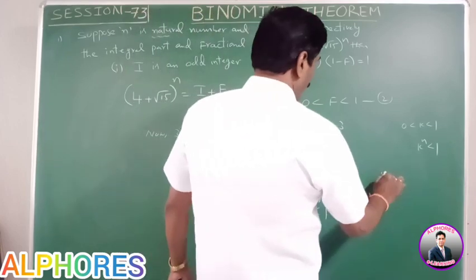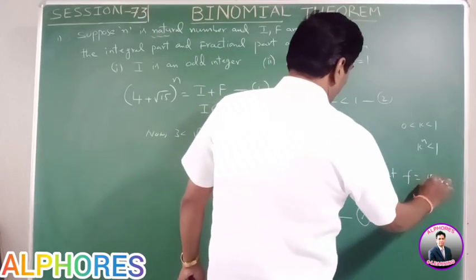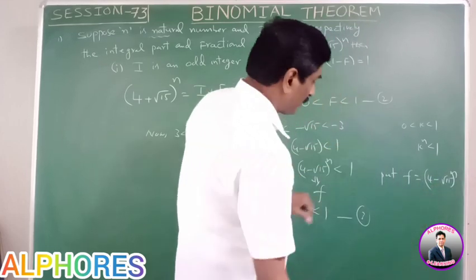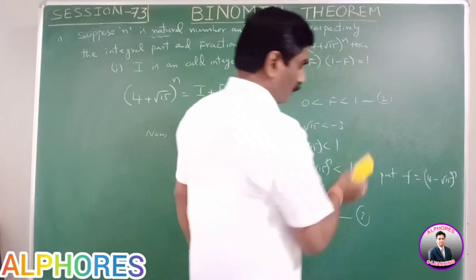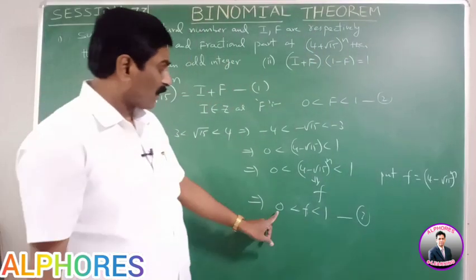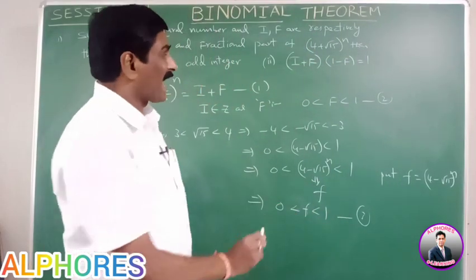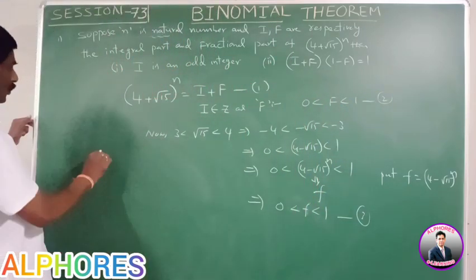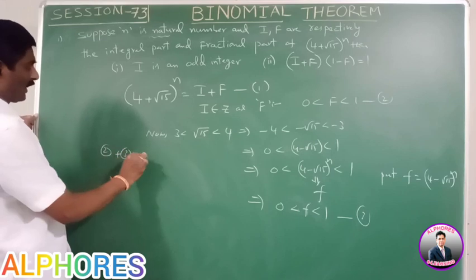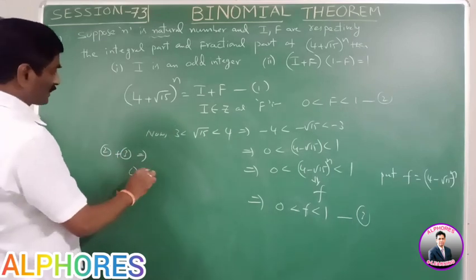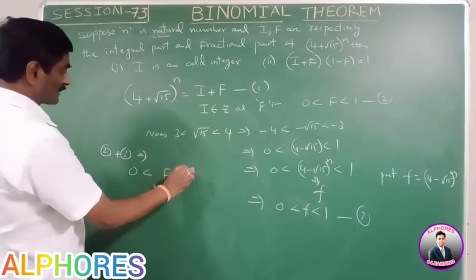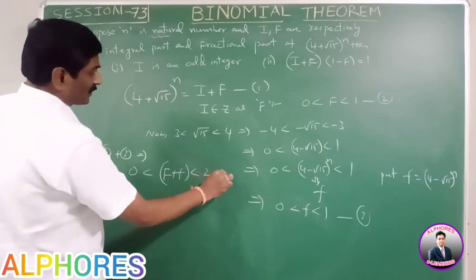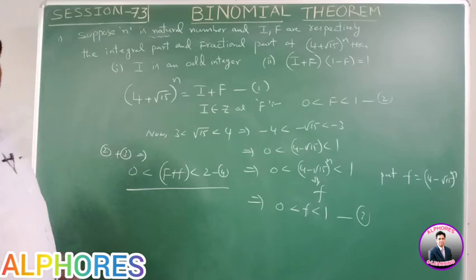Here, put small f equal to 4 minus root 15 whole power n. Then the small f value lies in between 0 and 1. By adding 2 and 3, what is the condition? 0 is less than F plus f is less than 1 plus 1, which means 2. It is equation number 4. Please note this value up to this value.